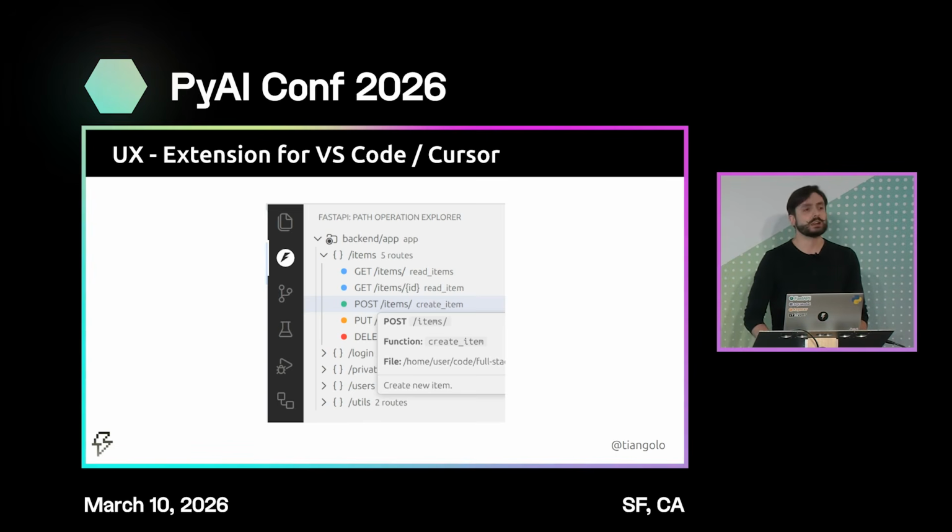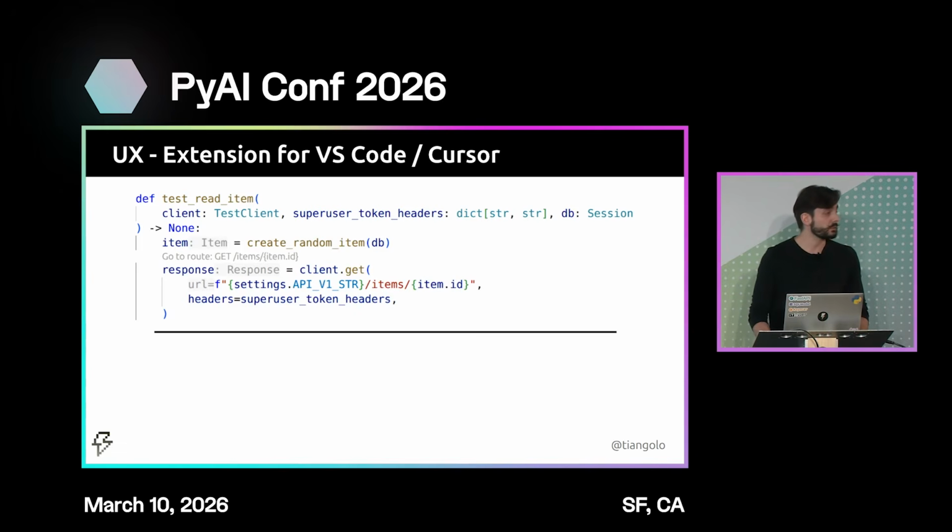This will allow you to have things like the path operation or endpoint, however you call it, explorer. So you can see all the endpoints, all the path operations that you define. And you can click on each one of those, and it will take you exactly to where in the code that path operation is. So you can navigate things faster. You also have, for example, when you have tests, this is a very simple test, client.get items, and so on.